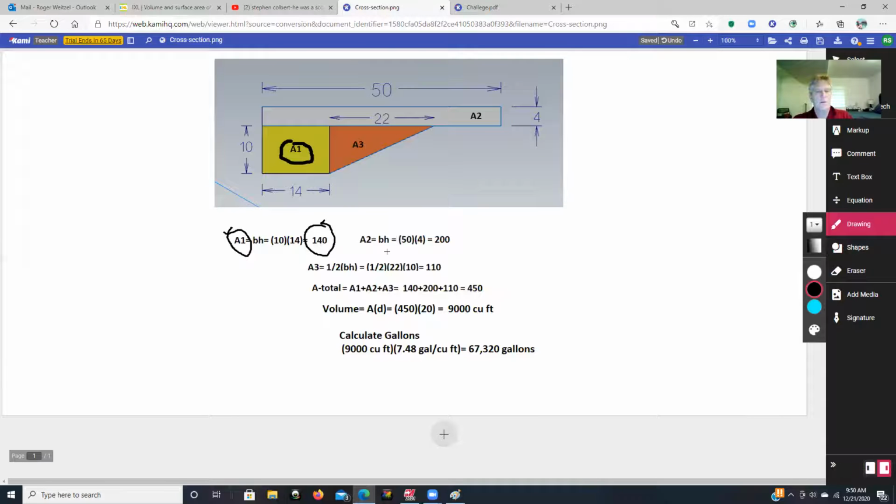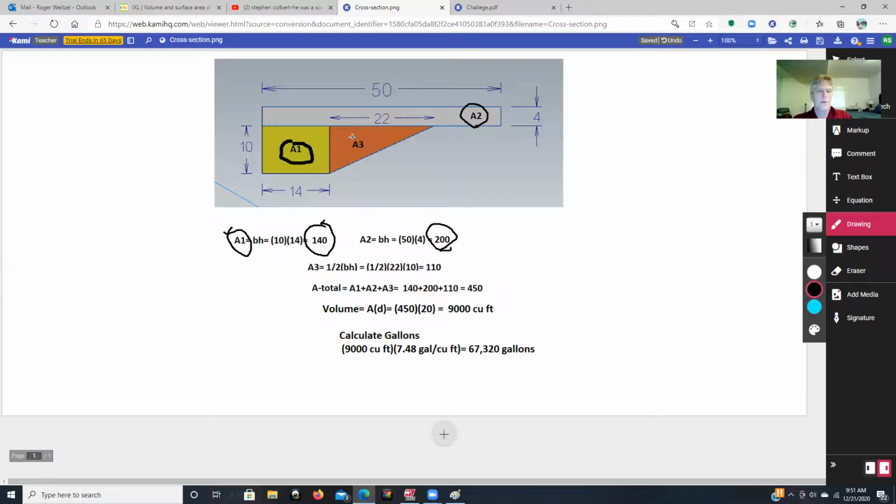I did area 2 second. So here's area 2. This is another rectangle. It's 50 feet by 4 feet. This is another base times height, 50 times 4, and we get 200 square feet.